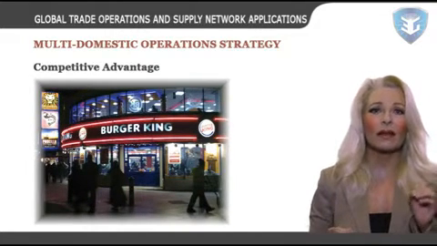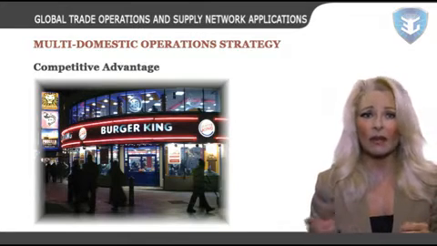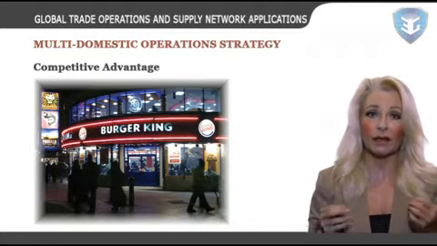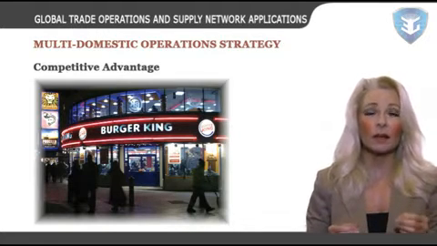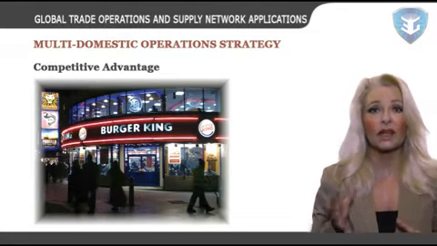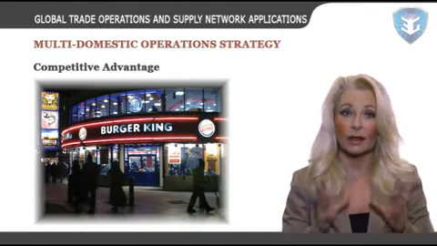When considering an expansion into a new market, it makes sense for any firm to choose a region where it already has a competitive advantage. If a business is able to offer a product or a service no one else is already providing, it will have a high chance of success.